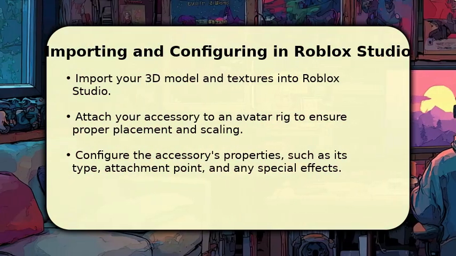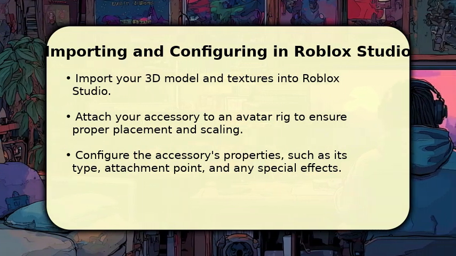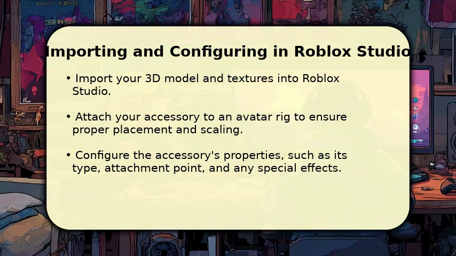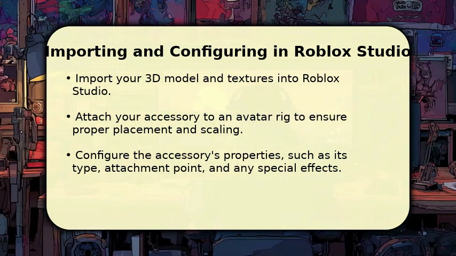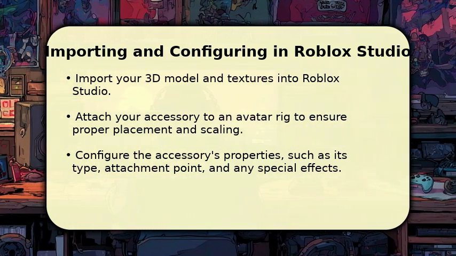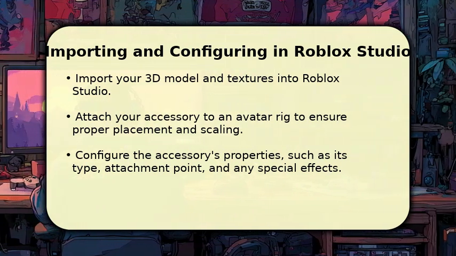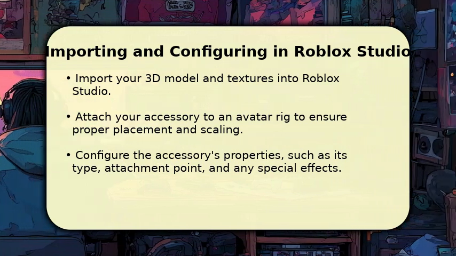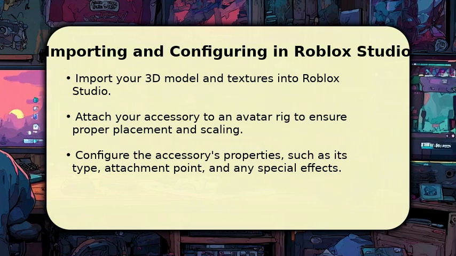Now that your accessory is designed and textured, it's time to bring it into Roblox Studio. You'll import your 3D model and its corresponding textures. The next important step is attaching your accessory to an avatar rig, which helps ensure it sits correctly on characters. Don't forget to configure its properties, like its type and where it attaches. Always test your creation extensively within Studio to catch any little issues before moving on. This ensures a smooth experience for players.